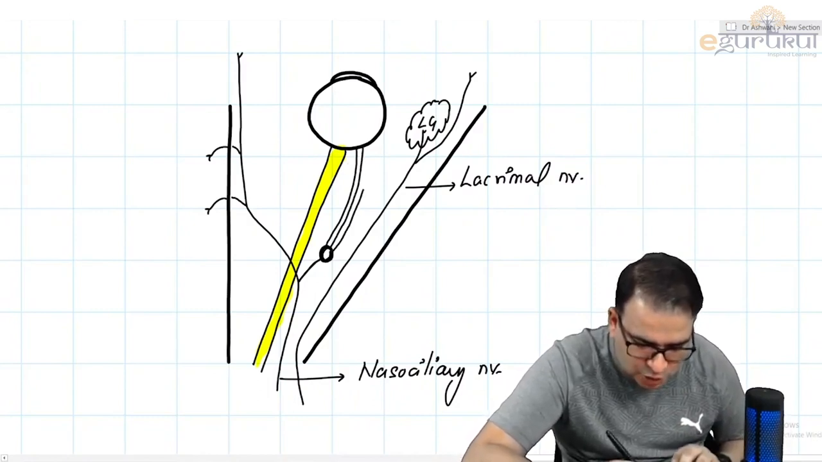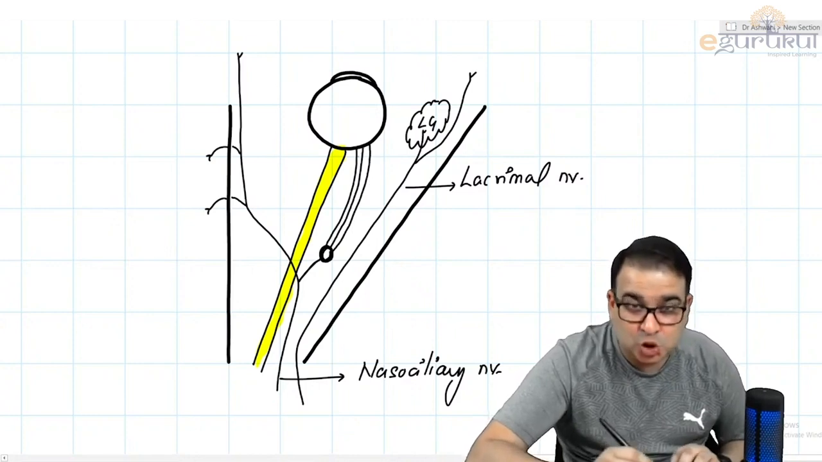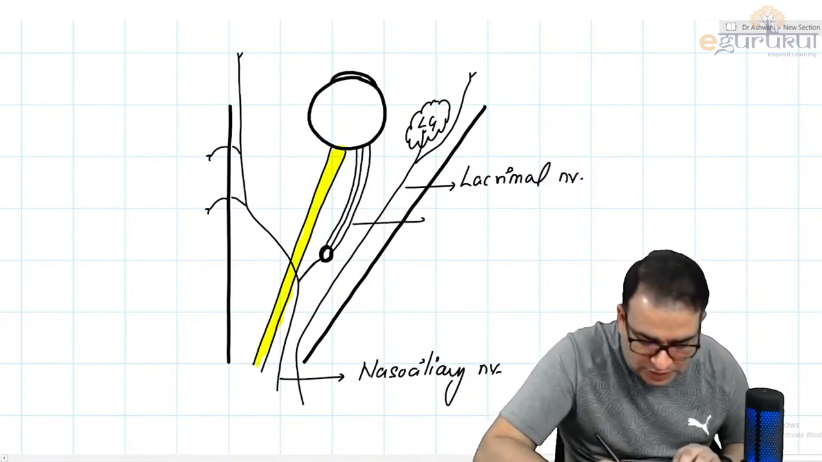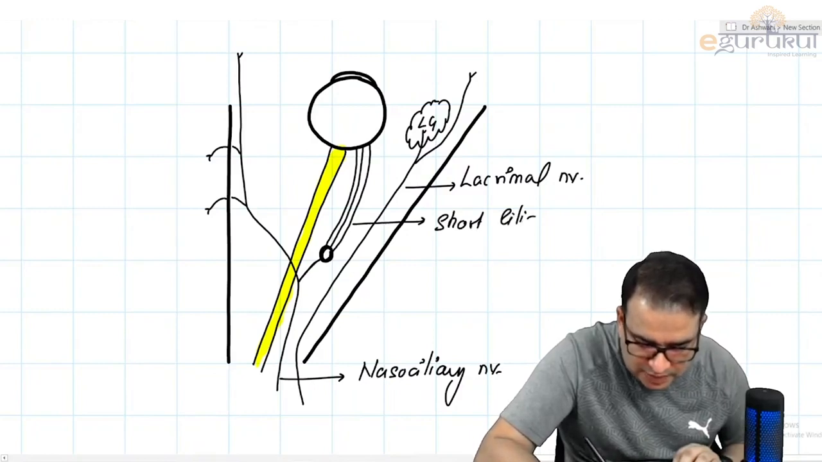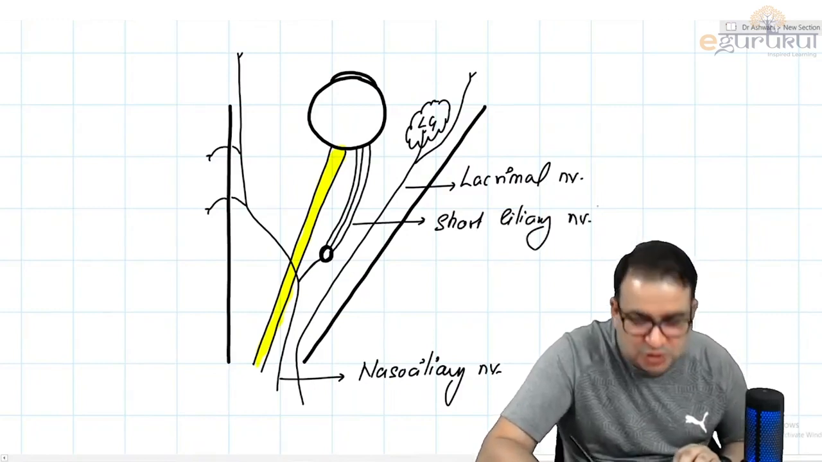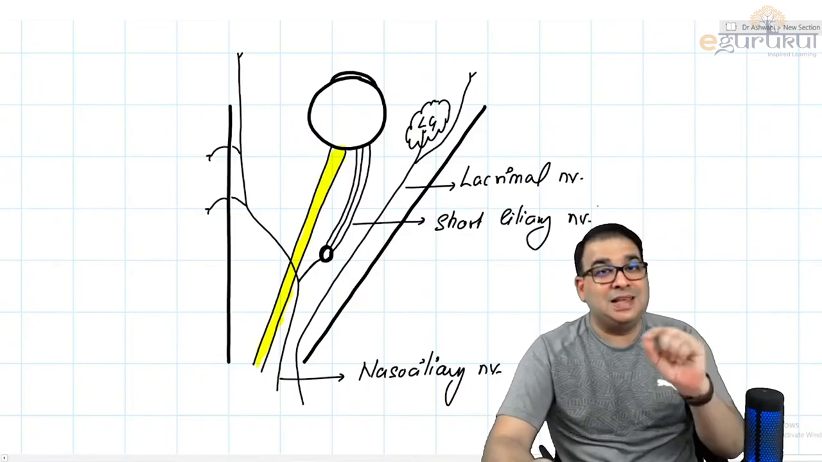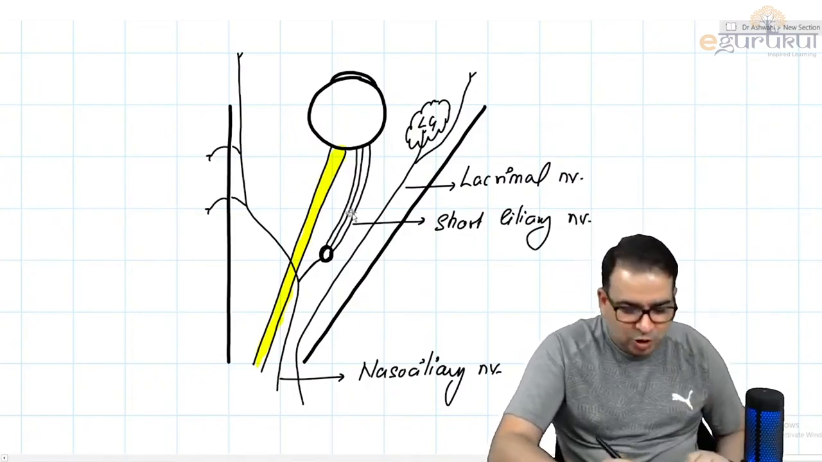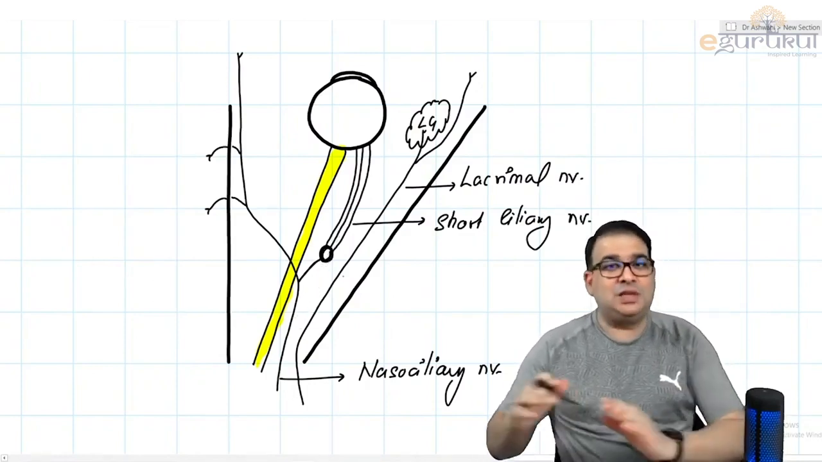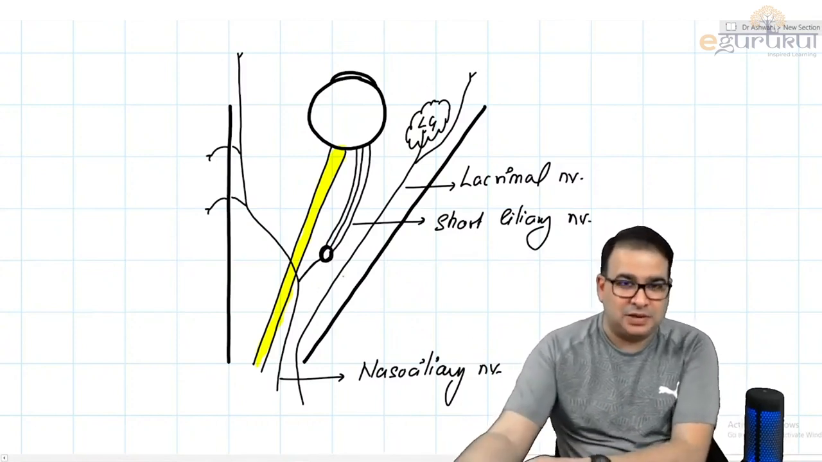These nerves are shorter in length. That's why all these nerves are called short ciliary nerves. So you can say short ciliary nerves are the branches of the ciliary ganglion. These are not the branches of the nasociliary nerve. They are the branches of the ciliary ganglion.